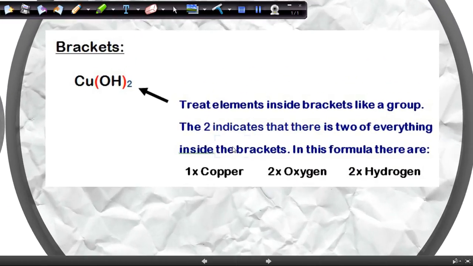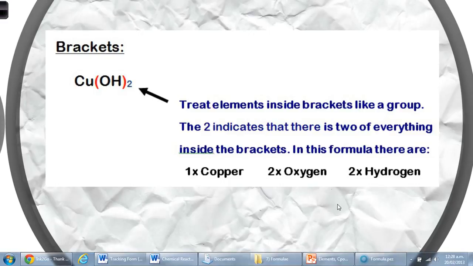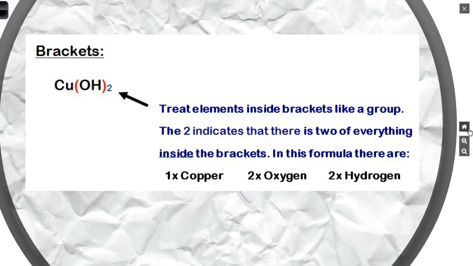So guys, the last bit we need to look at is when we've got brackets to deal with. Brackets are something that sometimes scares students a little bit. They are a little bit more complicated, but it's not that bad. You treat elements inside the brackets like a group. In this case, the 2 outside the bracket indicates that there are 2 of everything inside the brackets. So there's 2 hydrogens, but also 2 oxygens.